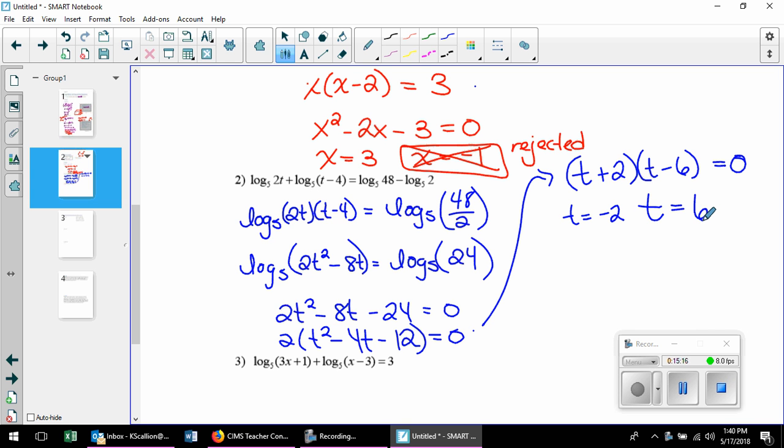That 2, does it just disappear? It doesn't disappear, but we're not going to set 2 equal to 0. There's no variable to solve there. So I'm only concerned about what the values of t are. What am I going to do here? I'm going to reject the 2.